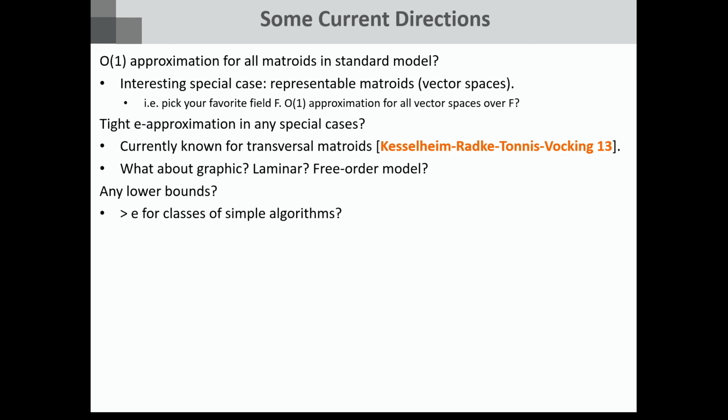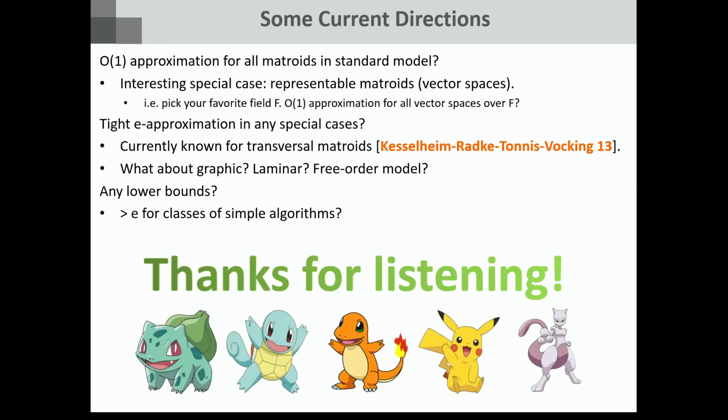Okay, and also, I think depending on who you ask, some people believe that really the right answer for all matroids is e. So maybe it's not possible to prove a lower bound of anything larger than e for arbitrary policies. But maybe there are some interesting lower bounds proving, say, that certain kinds of algorithms can't get a tight e approximation. Or maybe algorithms with proofs that look like ones we saw can't get an e approximation.